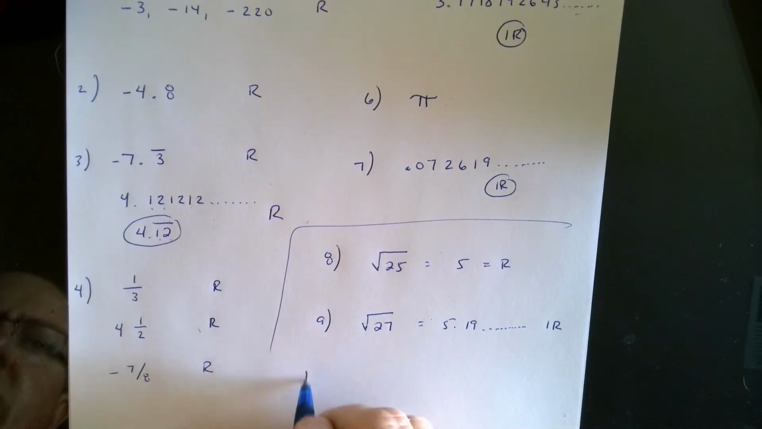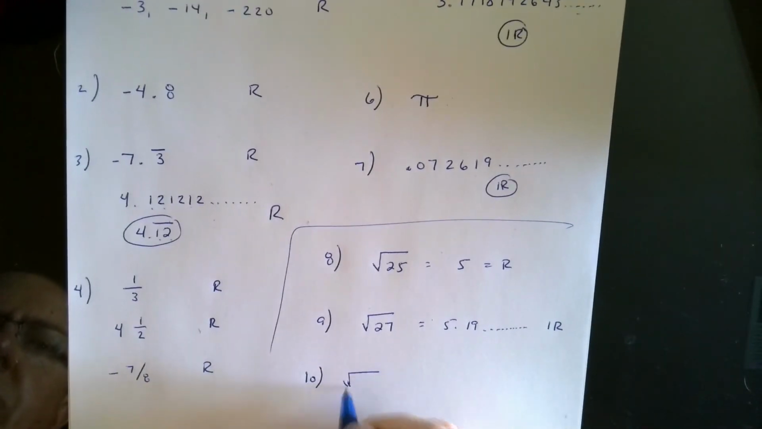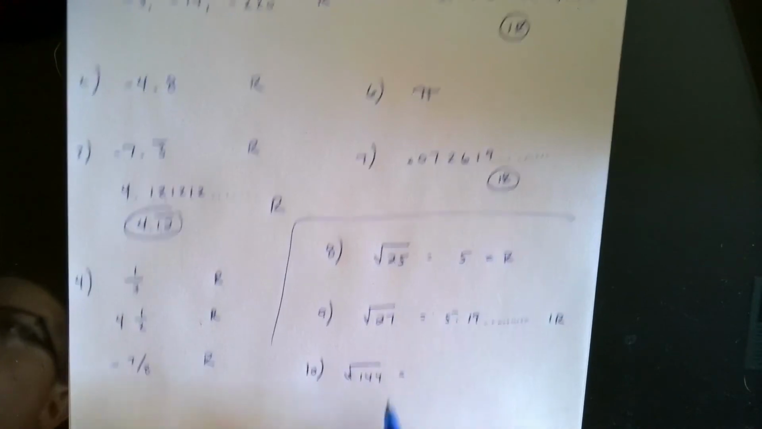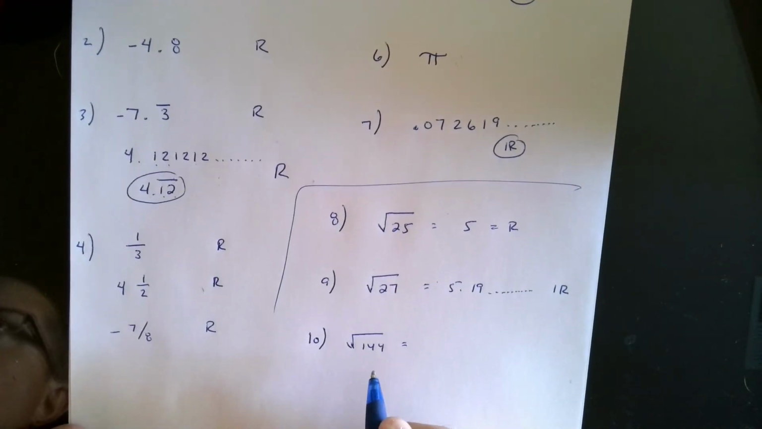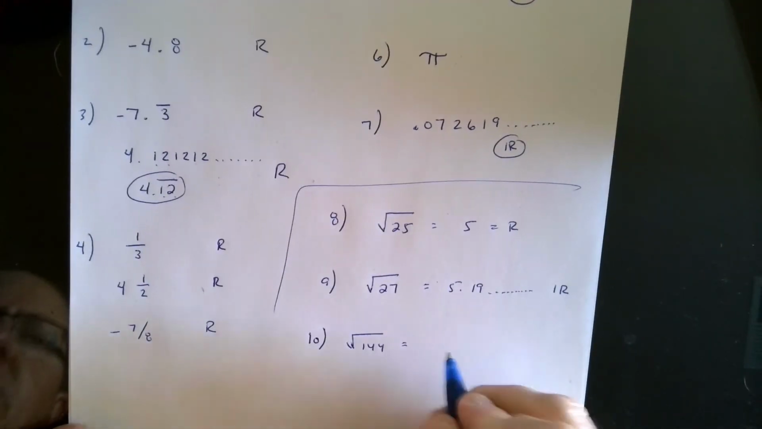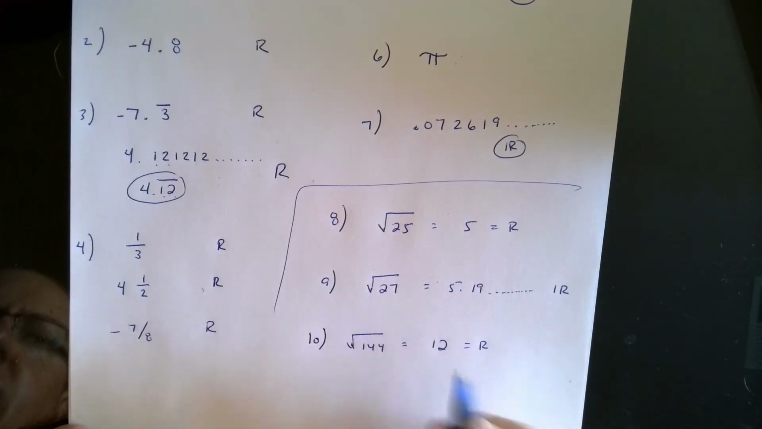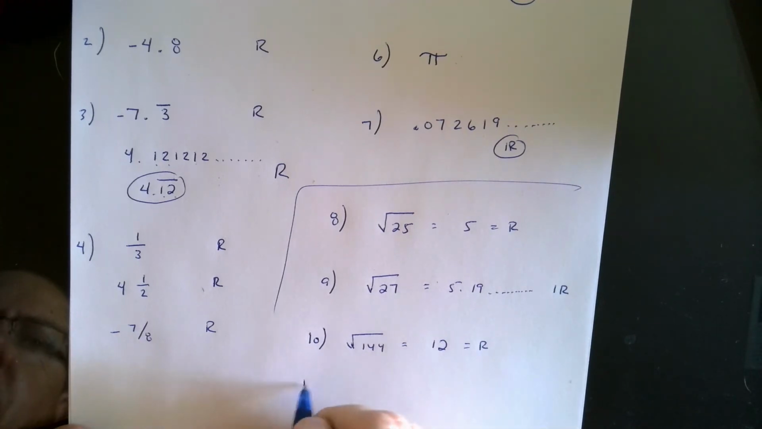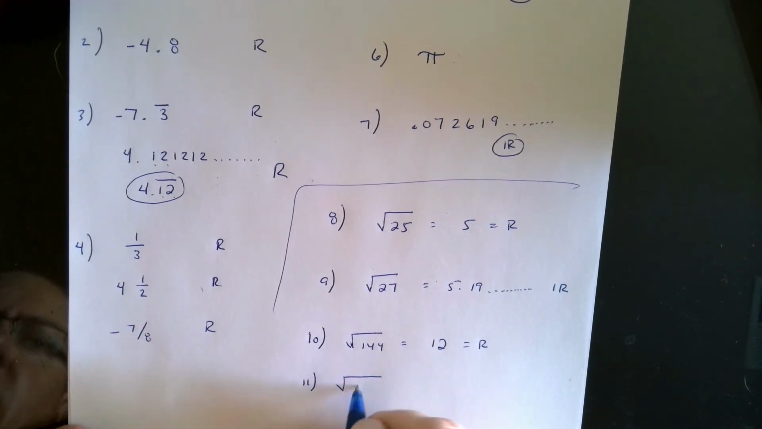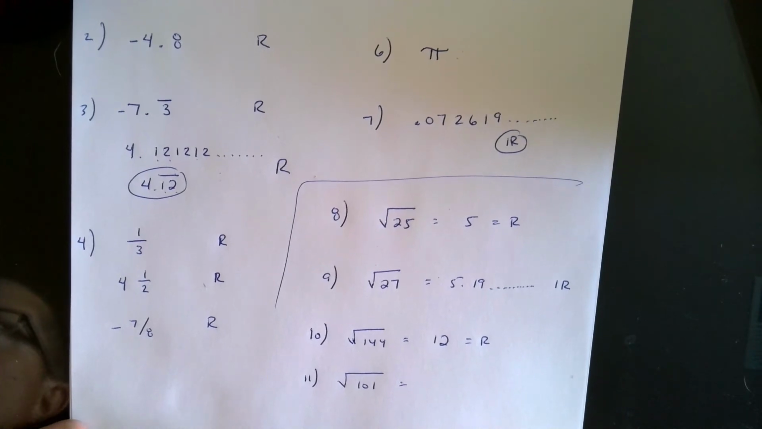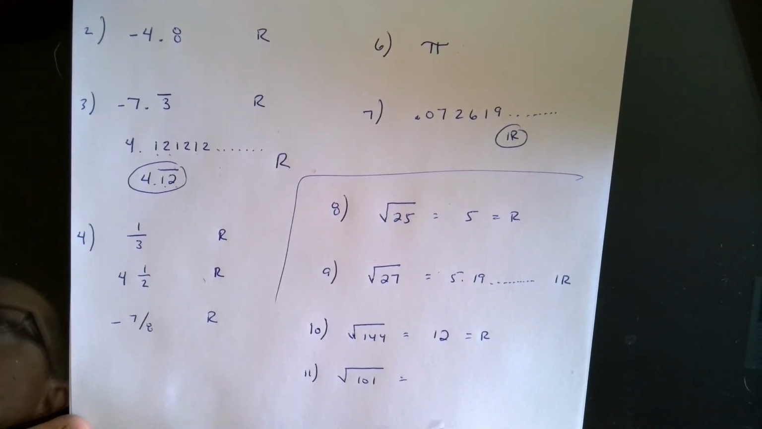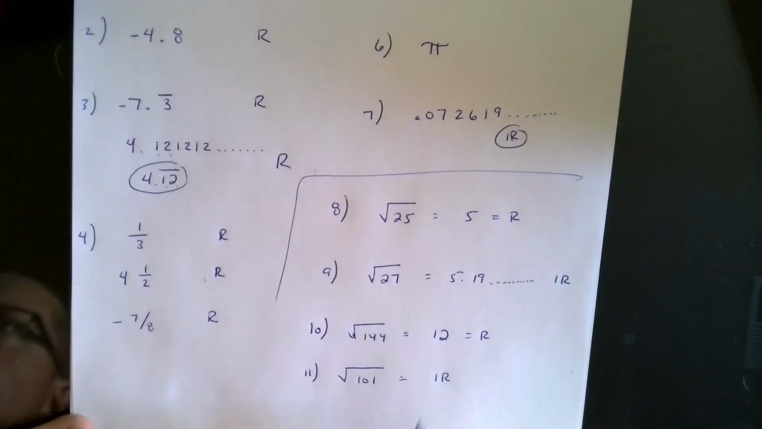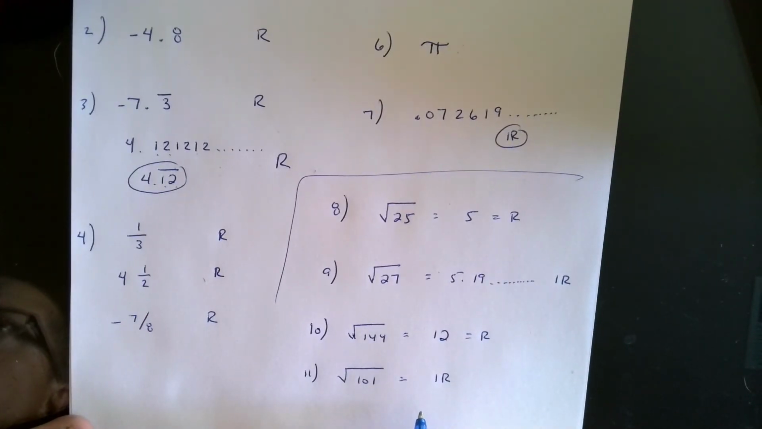So if I asked you if you had the square root of, say, 144, is that rational or irrational? Well, you have to ask yourself, is there a perfect square root of 144? Well, yes, it's 12. So therefore, it's going to be rational. But if I ask you, let's say, the square root of 101, is there a perfect square root of 101? Well, no, it's going to be 10 point something, something, something. So that is irrational. So you've got to look for the two different things.